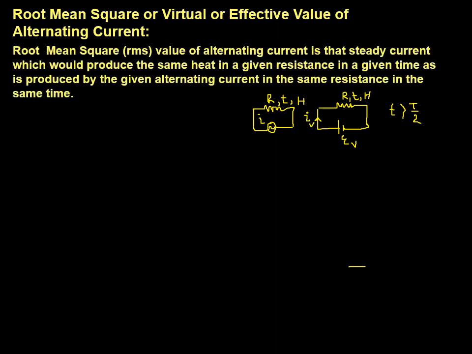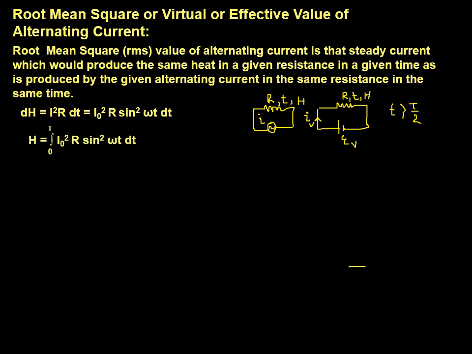So the root mean square or RMS value of an alternating current is that steady current which would produce the same heat in a given resistance in a given time as is produced by the given alternating current in the same resistance in the same time. By Joule's heating, H is equal to I square R T. So it will be I square into dt. Putting in the values there, I naught sine omega t, so I naught square sine square omega t into R into dt.